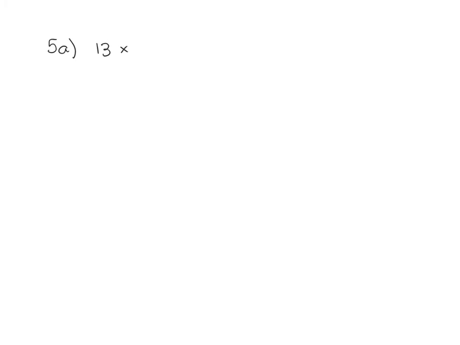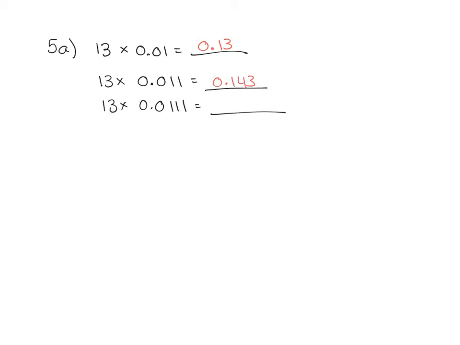5a asks us to solve 13 times 0.01. So it gives us 0.13. Then they're going to ask us to find 13 times 0.011, and we will get the answer 0.143. We can also use our calculator to find 13 times 0.0111, which gives us 0.1443.